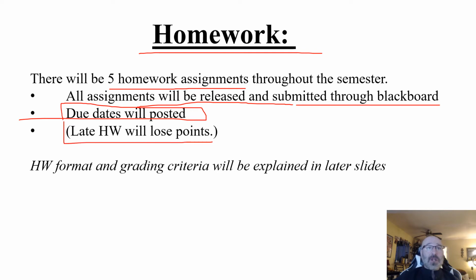Please note, this is another thing to help keep you guys on track with the course, that homeworks need to be turned in on time, and there will be some points deducted if homeworks are late. And again, I'm going to go over what I expect for the homework format and my grading criteria in a couple of the slides in a minute here.